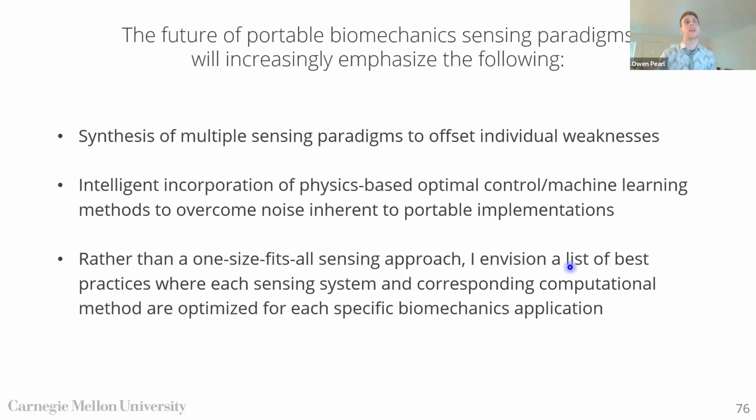Instead, I envision, as the community continues to work on this, a list of best practices where we locally optimize the best sensors and the most efficient approach for each application. So maybe you don't need to use physics for just the ankle angle, but maybe you do need to use physics if you care about full body dynamics or kinematics, right? So hopefully we can locally optimize and hone in on each pathology or clinical application and find out what is the best sensing system and computational approach so we can promote more widespread musculoskeletal well-being.